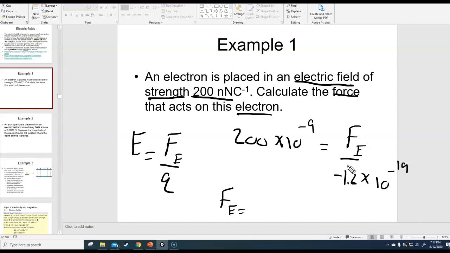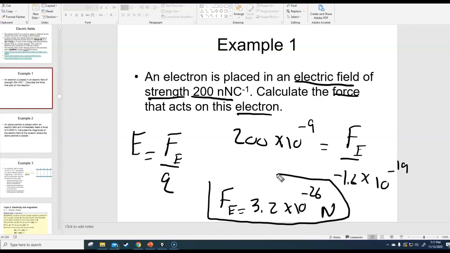Okay, so I'm doing this calculation now. It's basic algebra. I have 200 times 10 to the negative 9 times 1.6 times 10 to the negative 19. And I get a ridiculously small force that is so small it doesn't even matter. But there you go. I don't even know that this is measurable. But that is how you would do this calculation if it made any sense. And again, that's just using the definition of electrical field strength. Okay, so pause there if you need to look at that some more.